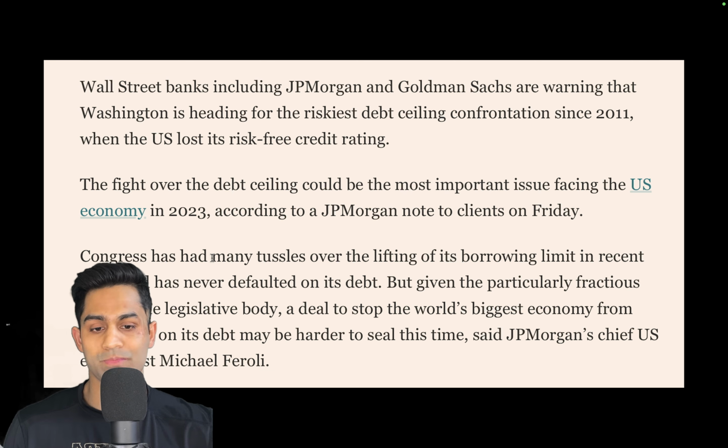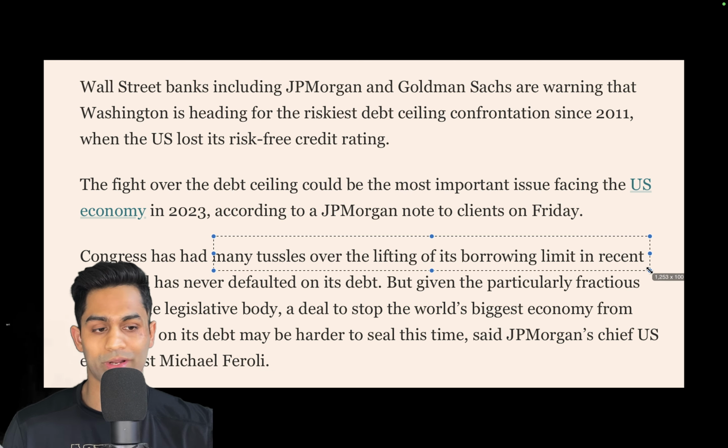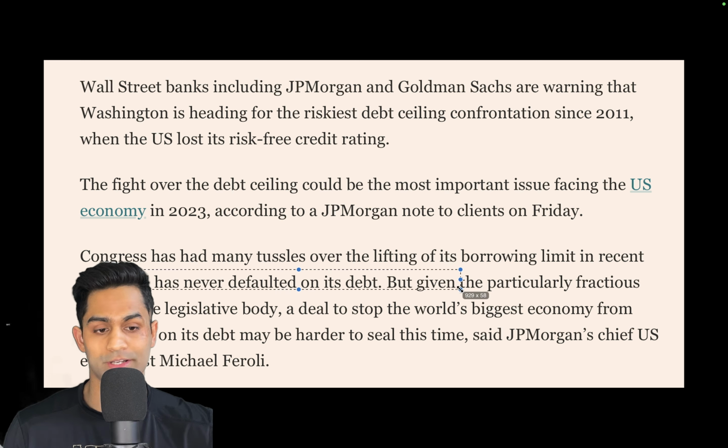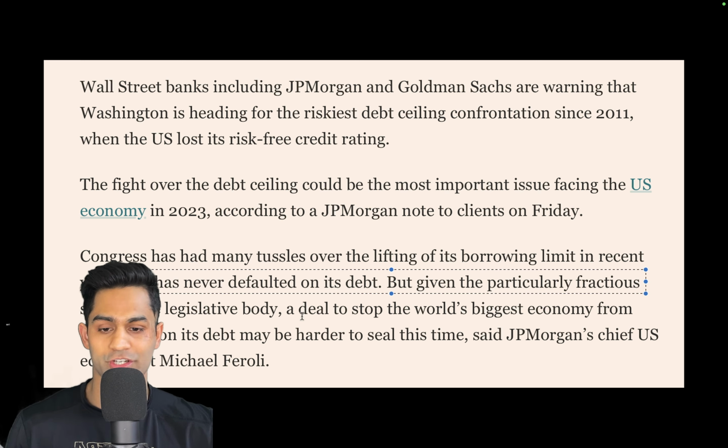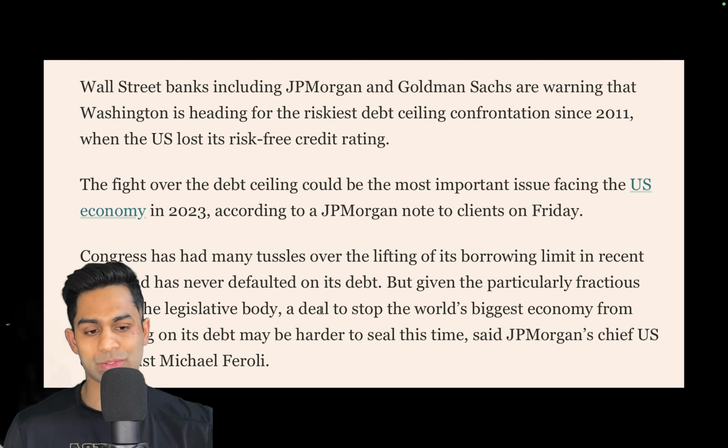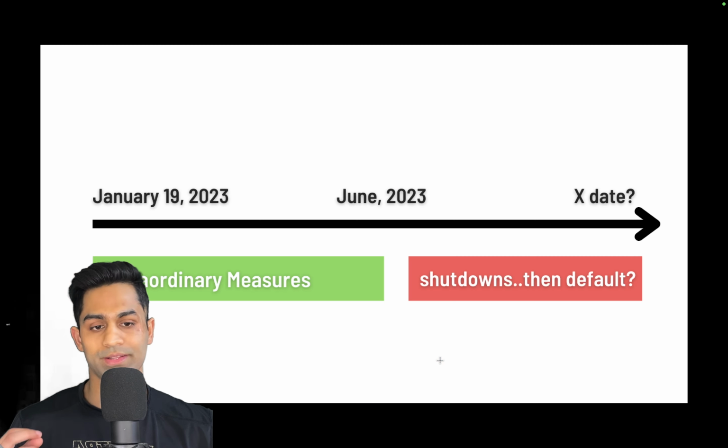And Congress has had many tussles over lifting its borrowing limit in recent years and has never defaulted on its debt. But given the particularly fractious state of the legislative body, a deal to stop the world's biggest economy from defaulting on its debt may be harder to seal this time.